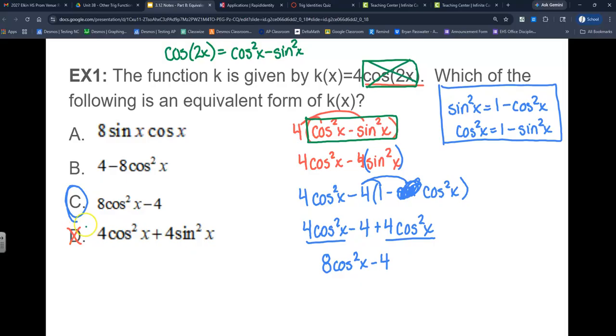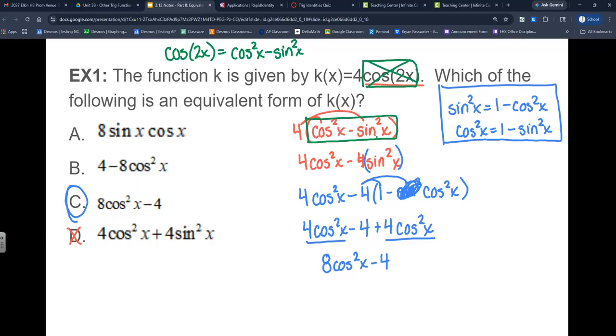I took the 4, so it's really important when you plug things in that you must have parentheses around them, right? So when I took out the cosine of 2x and replaced it with cosine squared x minus sine squared x, this 4 that's out front has to get distributed to both of those. So you distribute here and get 4 cosine squared x, and you distribute here and get 4 sine squared x. And then the same thing happens here.